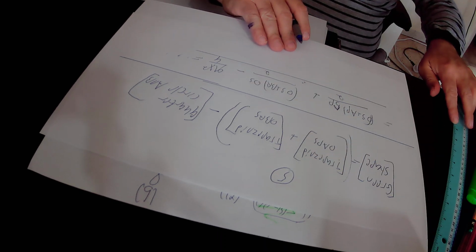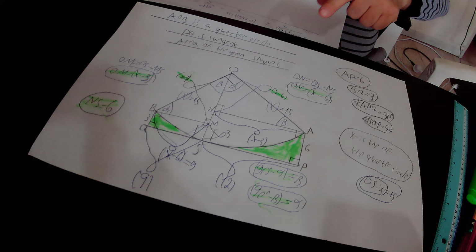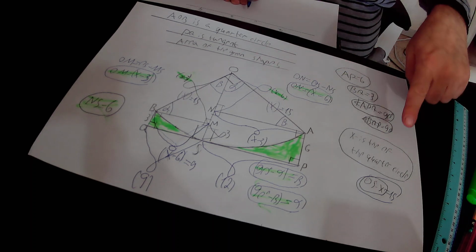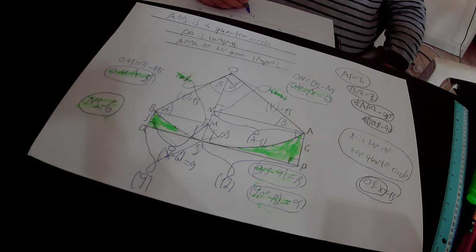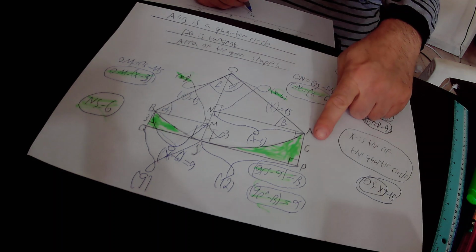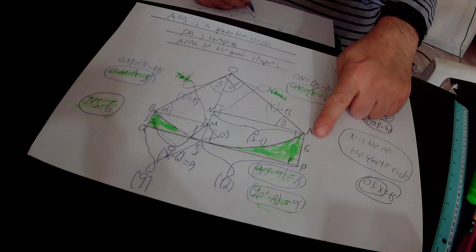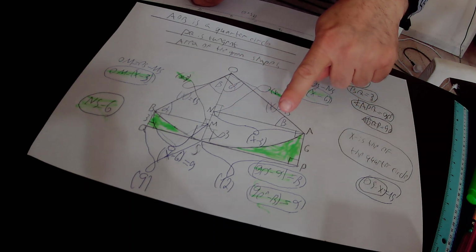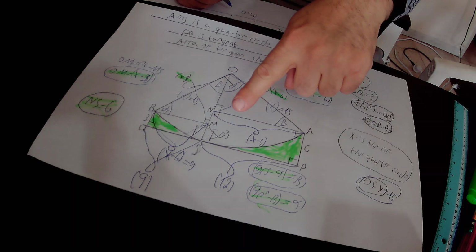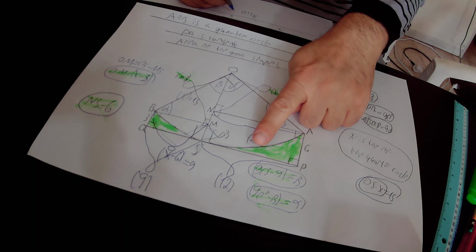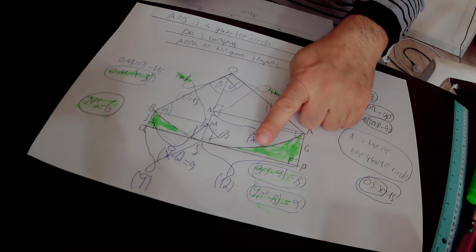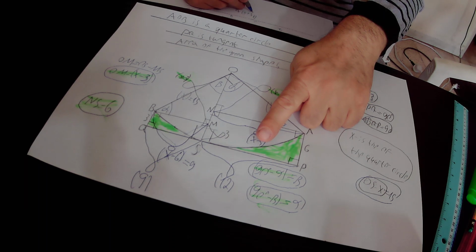So the area of the green shape equals OS. OS equals x, that is 15, plus AP. AP equals 6, times SP. SP equals 12, divided by 2.